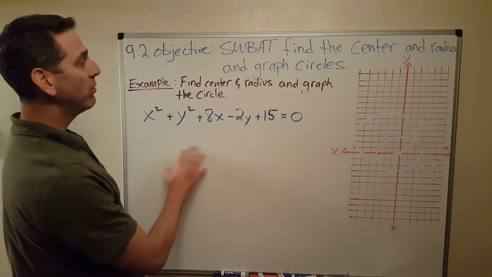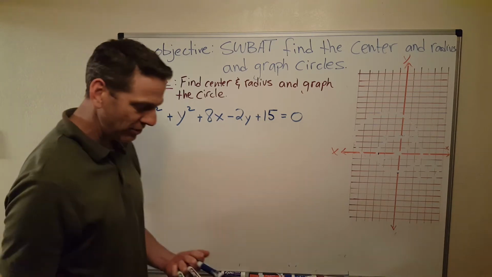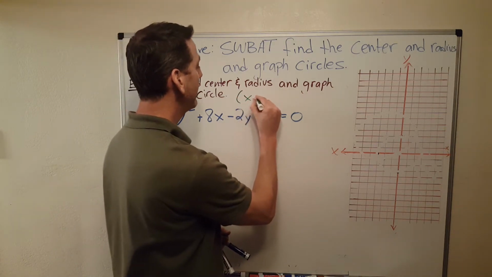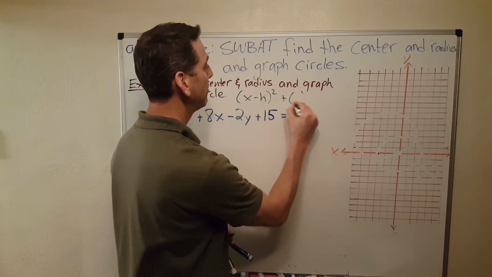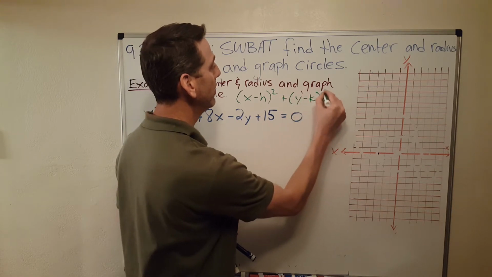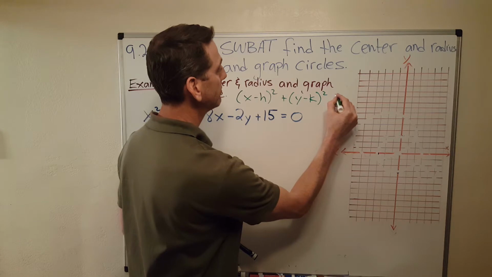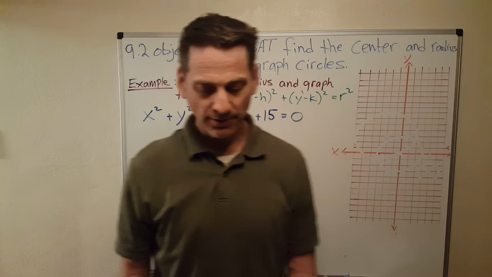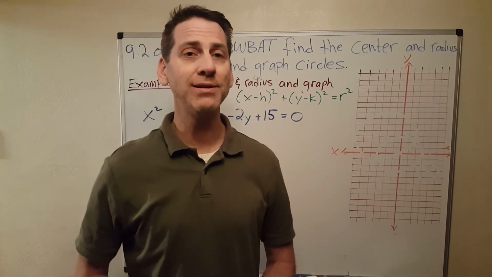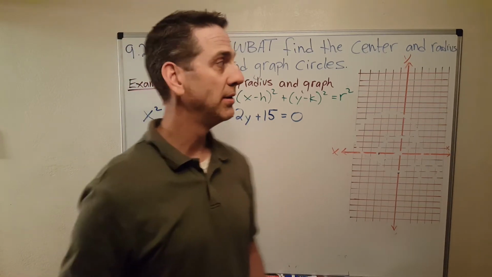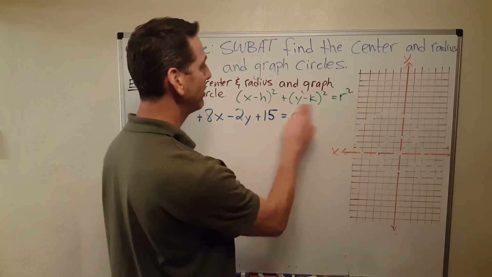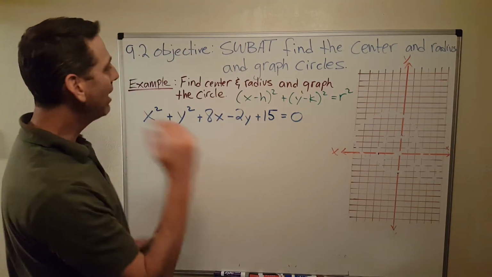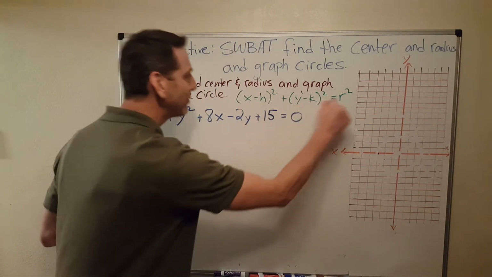All right, so the first thing we want to do is get this into that familiar form. Remember that familiar form of (x minus h) squared plus (y minus k) squared equals r squared. Remember, that was the equation for any circle that is not centered at the origin. And of course, if h and k are 0, then it's just going to be at the origin. So how are we going to get this equation into this form?